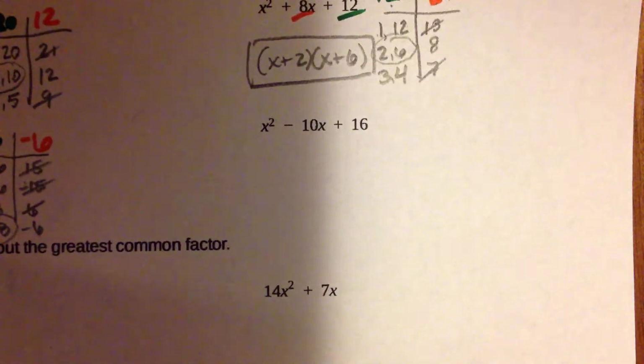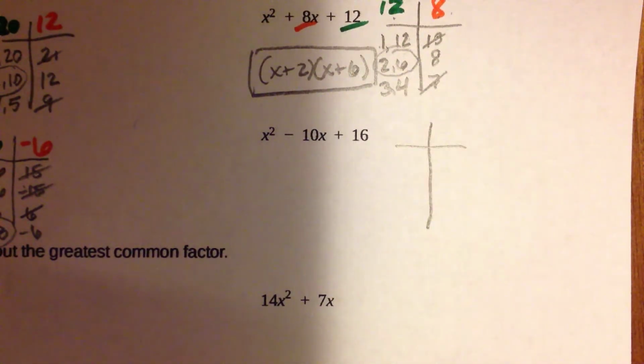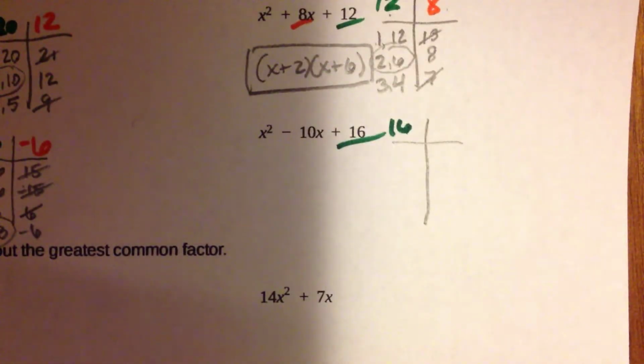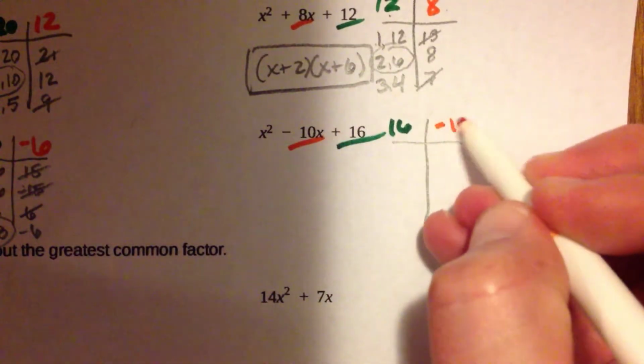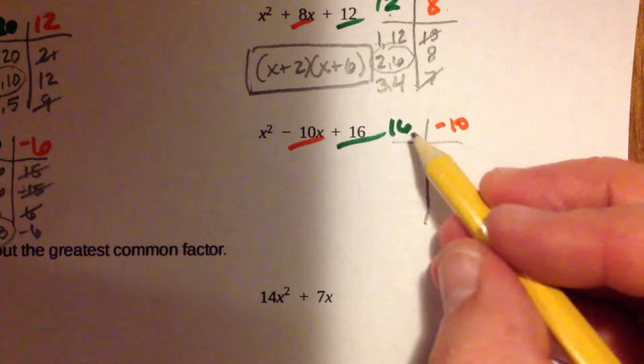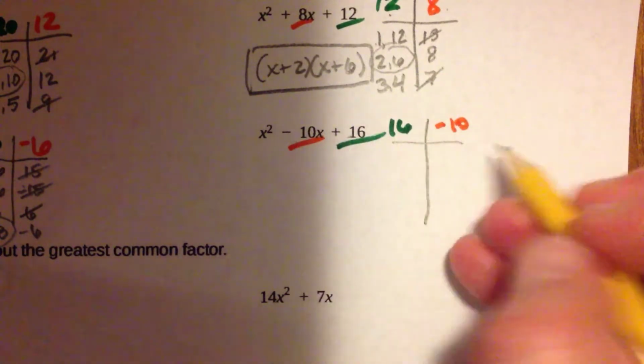Alright. In my next example, I have another tricky one, because I need my product to be positive 16 and my sum to be negative 10. Remember, if I need a positive product and a negative sum, this is the tricky one, they both have to be negative.